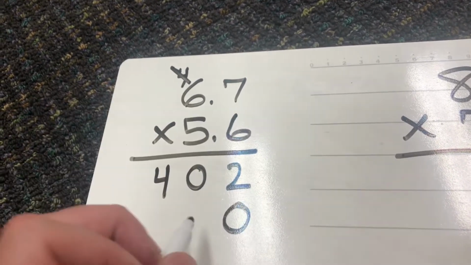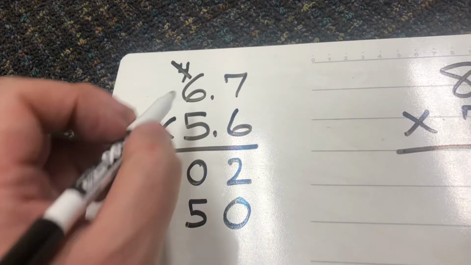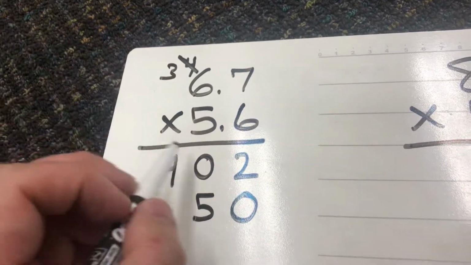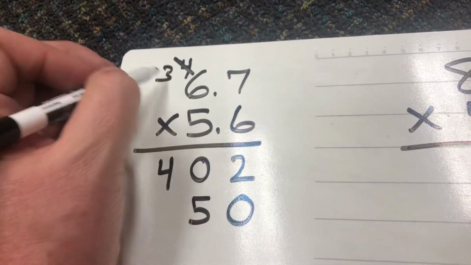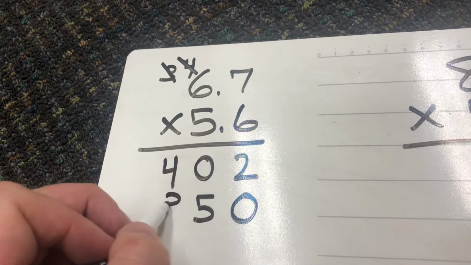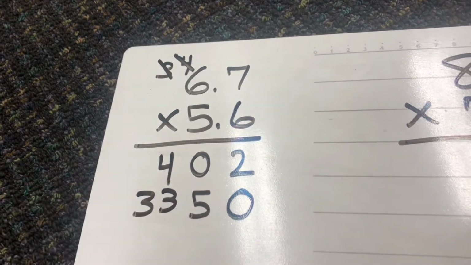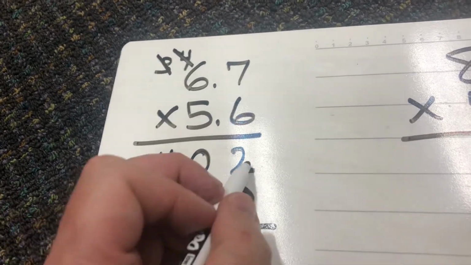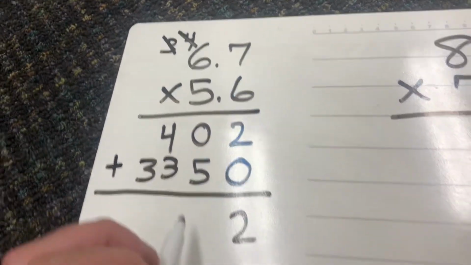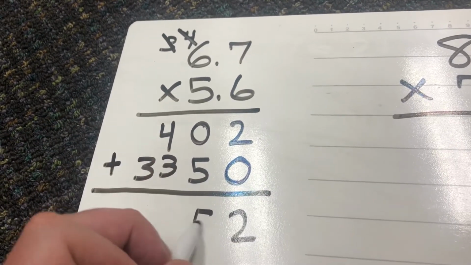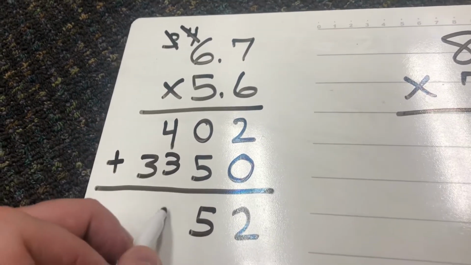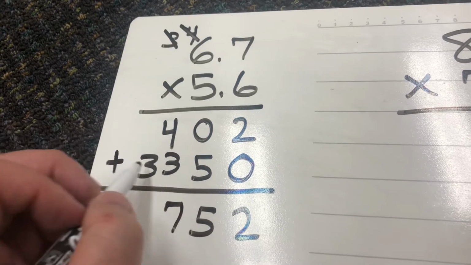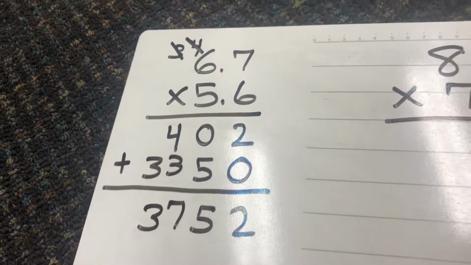5 times 7 is 35. Put the 5 down, carry the 3. 5 times 6 is 30, plus the 3, 33. I now have to add these two numbers. 2 plus nothing is 2. 0 plus 5 is 5. 4 plus 3 is 7. Nothing plus 3 is 3.